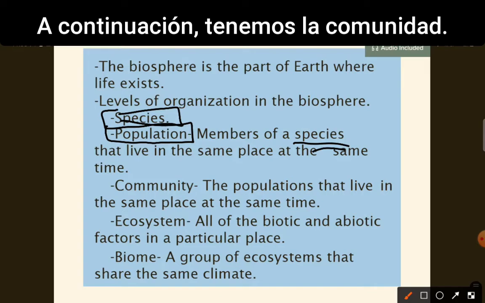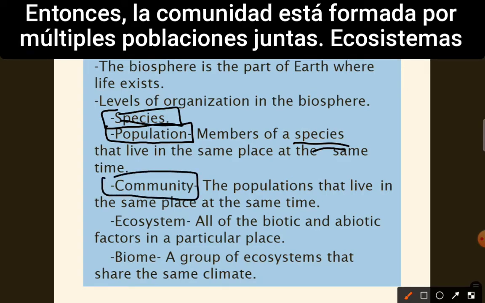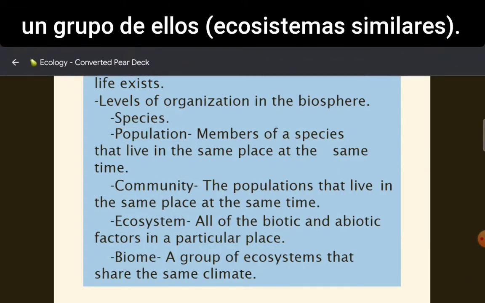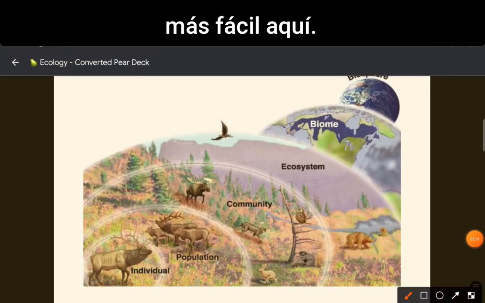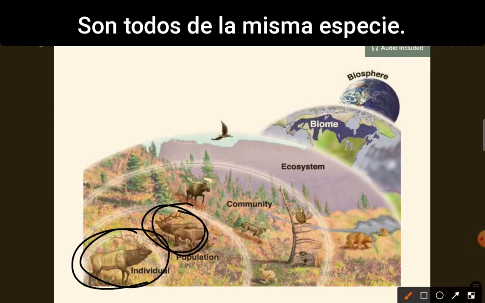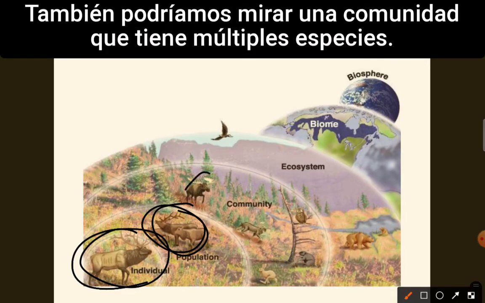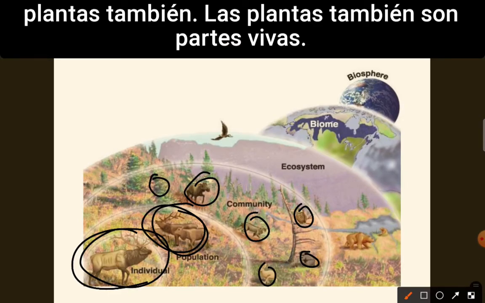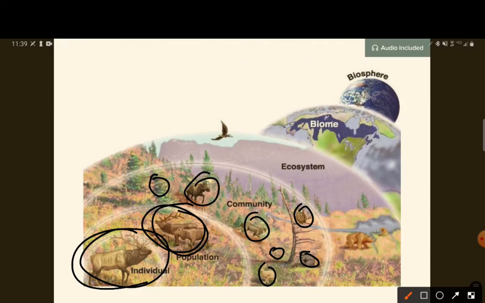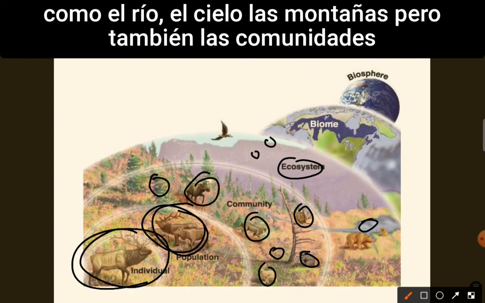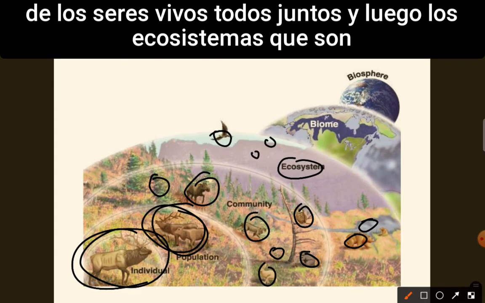Next, we have the community. So the community is multiple populations together. Ecosystems include the biotic with the abiotic, and then a biome is a group of them. And so let's just look at a picture because I think that's easier. Here we have an individual. We could just study him, or we could study a group of them. They're all the same species. We could also look at a community, which has multiple species. And don't forget when you study communities that you have plants too. Plants are also living parts. Then we have the ecosystem, which consists of non-living stuff like the river, the sky, the mountains, but also the communities of living things, all together.